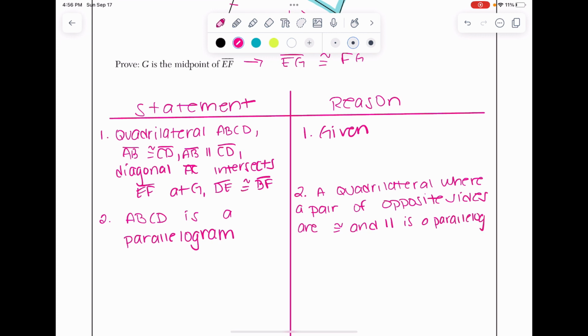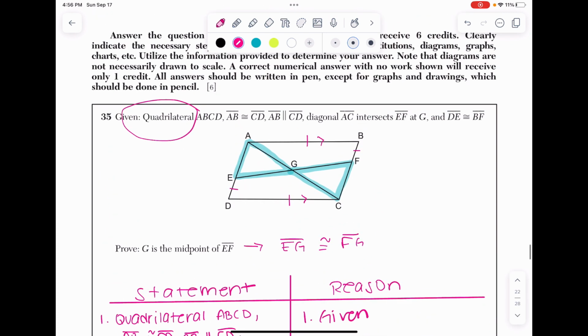Here's why this is helpful. Now I get to use any property of a parallelogram in this proof, and there's a bunch of them and definitely some that are applicable here. Let's go back to the picture.